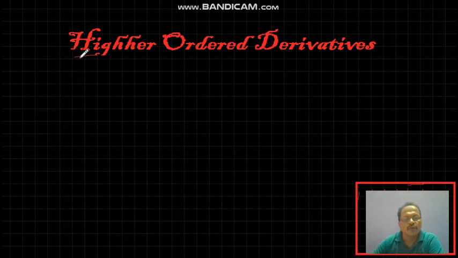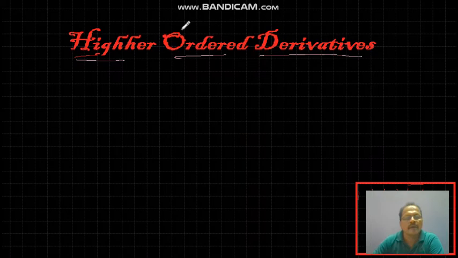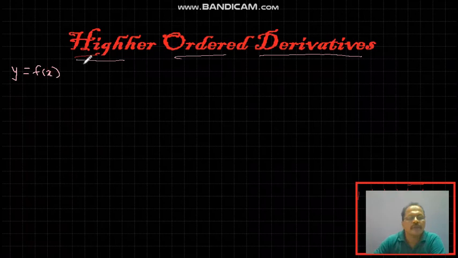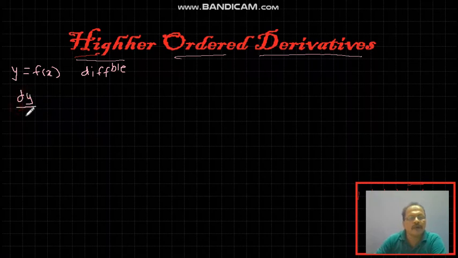In this session, we are going to study higher ordered derivatives. If y is equal to f of x is a differentiable function of x, then on differentiation we get its first derivative dy by dx is equal to y dash, it is equal to f dash x.